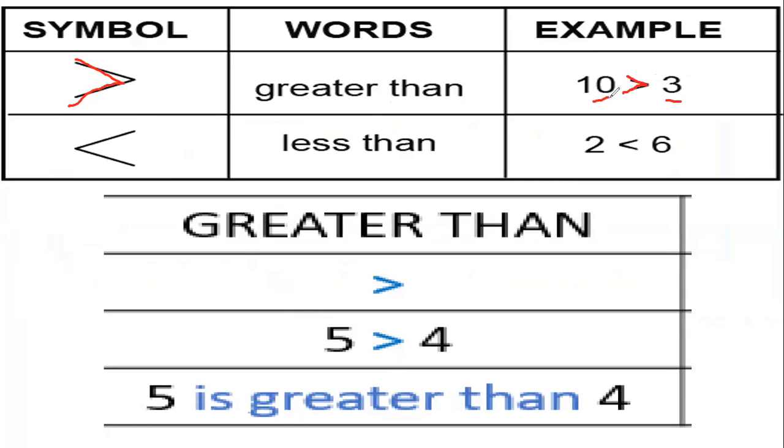Now here, on the first side, we take the number 10. This is the first side and this is the second side. So the first number is 10, the big number, so we write it as greater than.